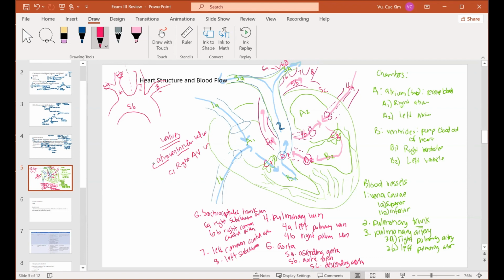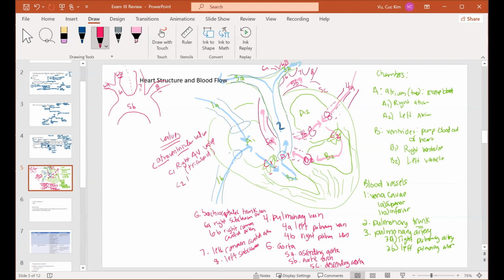So right AV valve. Now the right AV valve, if you look right here, it has 3 flaps. You see the 3 flaps right here? 1, 2, 3. So the right AV valve is also known as the tricuspid valve. Cusp meaning flaps, tri meaning 3, because it has three parts.